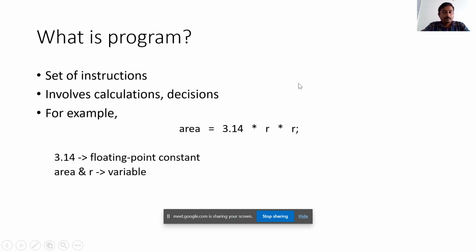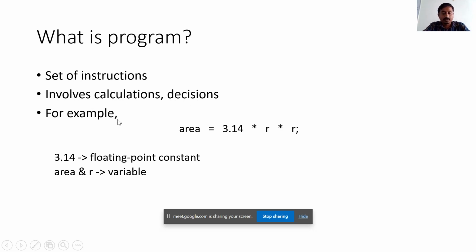So what is a program? When we are given any problem statement, first we find a step by step solution for that problem. During programming we convert that step by step solution into the form of a program. So we write a set of instructions for that problem statement. That set of instructions is known as a program. Often that program involves calculations and decisions, and for such activities we need operators.